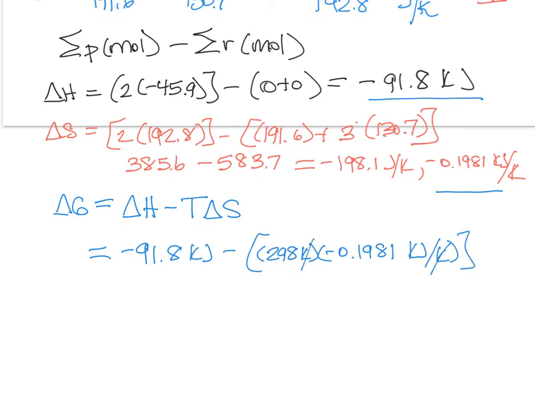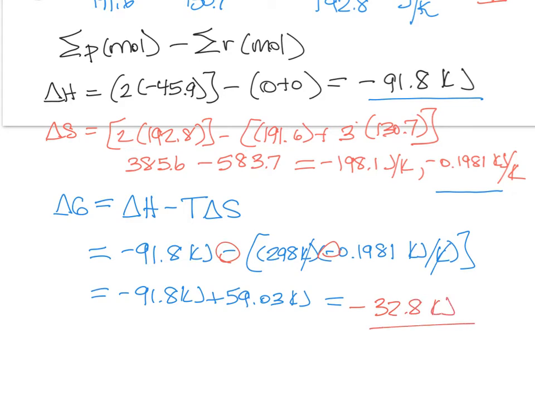So those Kelvin terms will cancel out, and I get negative 91.8 kilojoules, and that's a minus of a minus here. So that's plus 59.03 kilojoules, which gives me overall negative 32.8 kilojoules for my delta G value. So as I understand this, at this particular temperature, it is spontaneous.